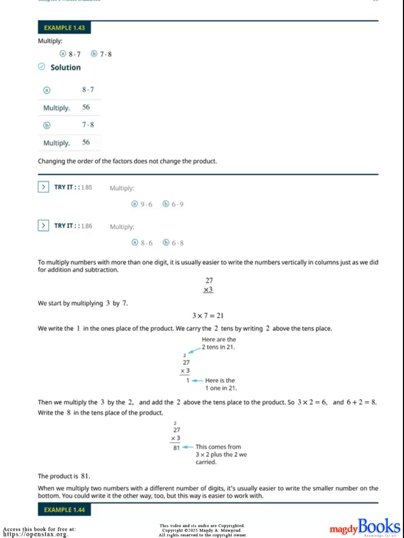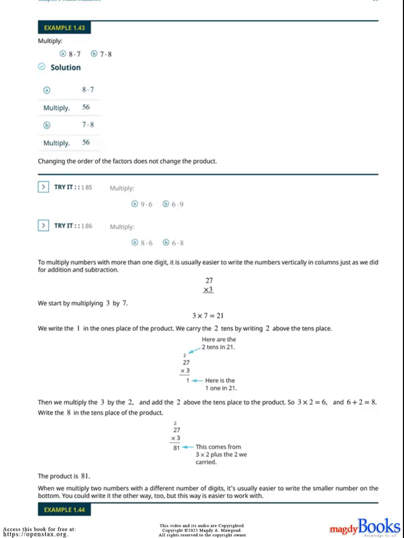To multiply numbers with more than one digit, it is usually easier to write the numbers vertically in columns, just as we did for addition and subtraction. 27 multiplied by 3. We start by multiplying 3 by 7. 3 multiplied by 7 equals 21. We write the 1 in the ones place of the product. Here is the 1 in 21. We carry the two tens by writing 2 above the tens place. Here are the two tens in 21.